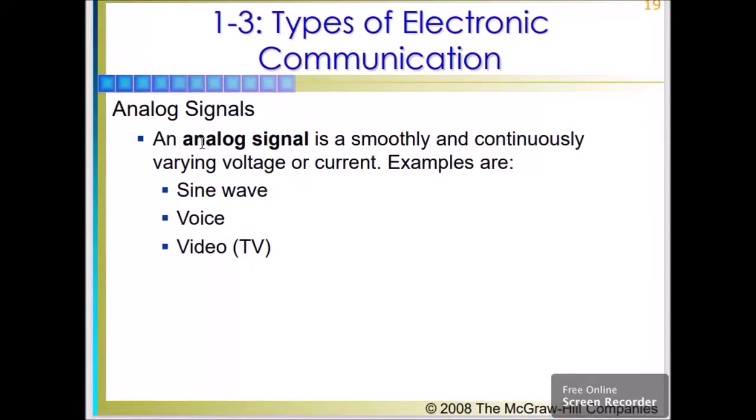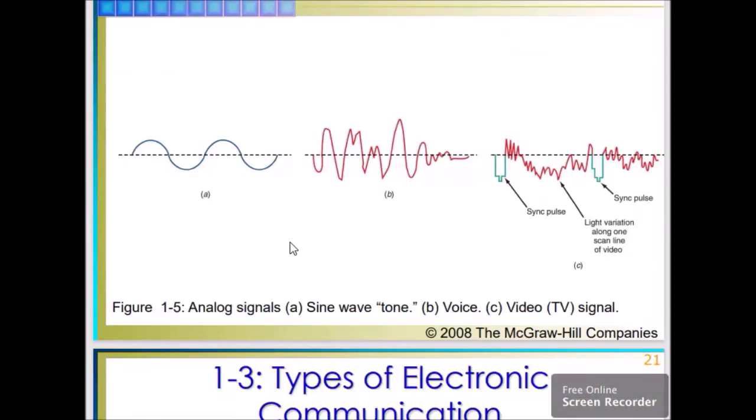An analog signal is smoothly and continuously varying voltage or current. Kapag yung signal mo is analog, alam naman natin yung analog, di ba? Yung mga sinusoidal, kapag continuous at saka smooth yung pagbabago ng current tsaka voltage ng ating signal. That is an example of analog. For example, sine wave, voice, video or TV. That is sa analog.